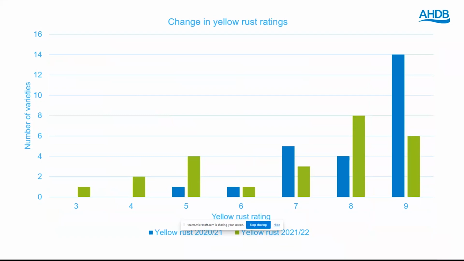We can see that overall yellow rust ratings have reduced, but it's encouraging to see how many resistant varieties we still have compared to the more susceptible varieties. In fact, over half of the varieties have a rating of 7 or above.